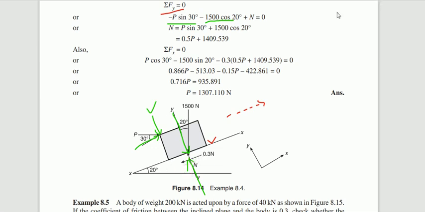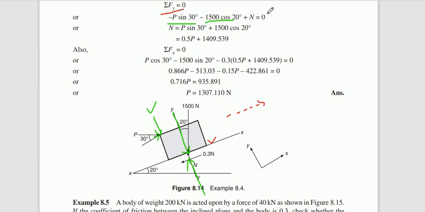You can observe here, whatever the green color line I have shown, all the forces which are acting vertically, that is 3 forces. So that is summation of vertical force is equal to 0. You just observe in this equation, N is equal to 0.